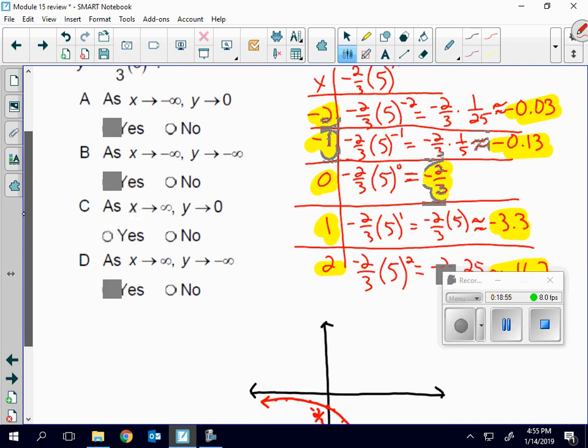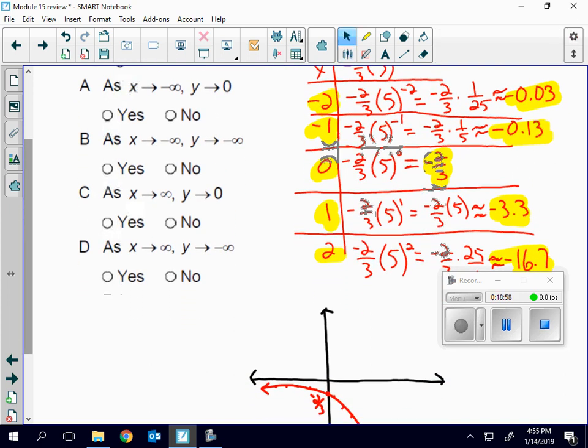So A, as x approaches -infinity, let's look at the graph here. So as x goes this way, what is the y doing? As you can see, it's getting closer and closer to 0. This is y equals 0 right here. So it is getting closer and closer to 0, so that would be a yes.